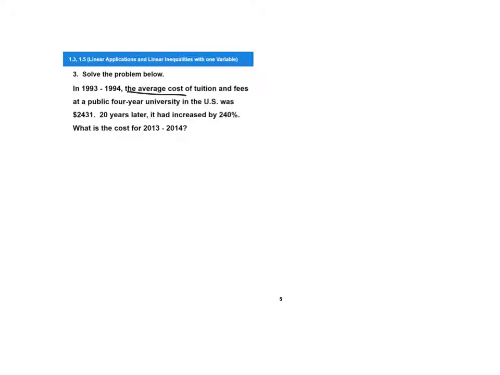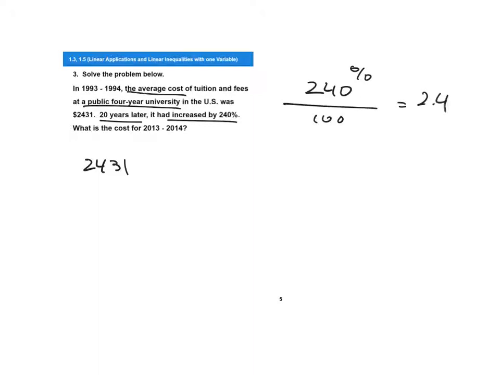Here we've got the average cost of tuition at a public four-year university in 93-94 was $2,431. 20 years later, it's increased by 240%. So 240% divided by 100 is going to be 2 4/10. That is your growth factor. What was the cost of going to a university 20 years later? We're going to take 2,431 and multiply it by this growth factor of 2 4/10.